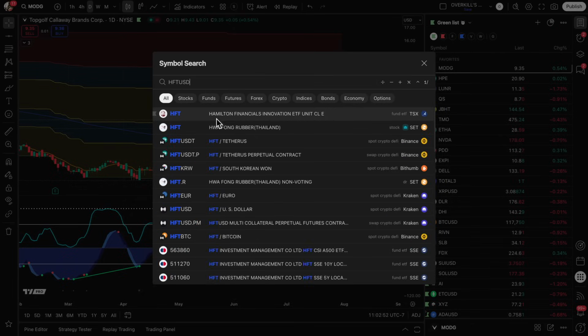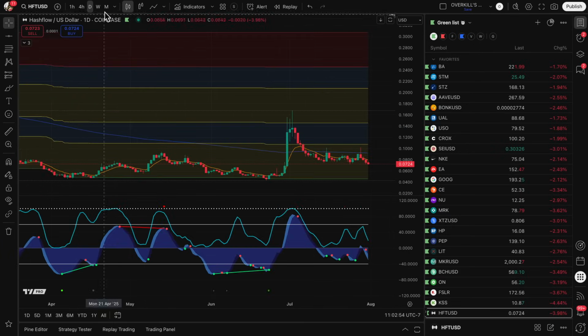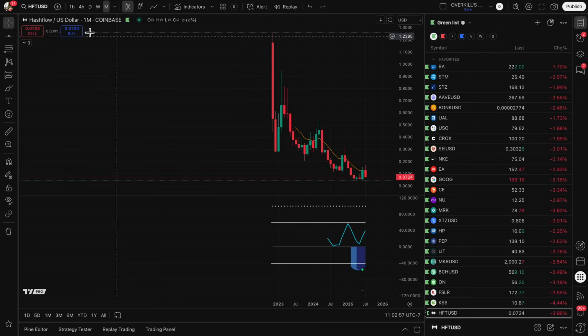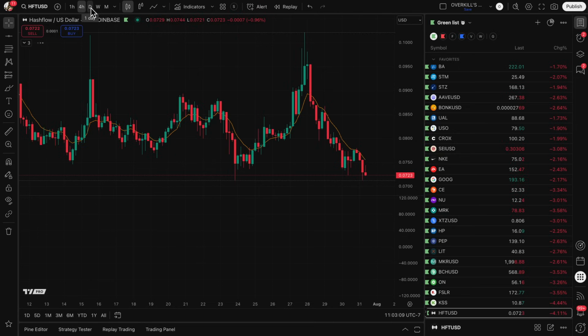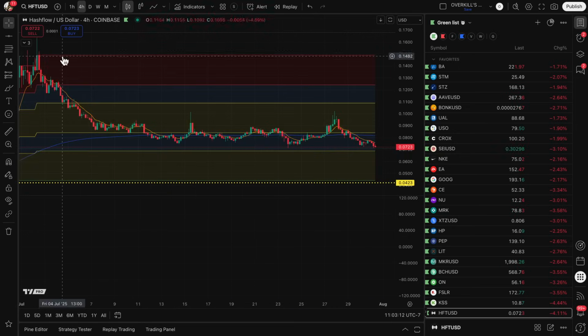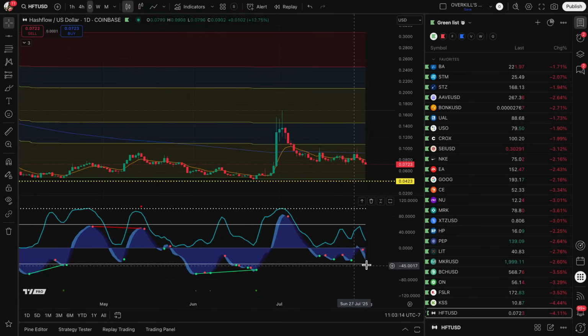We got HFT. HFT is a smaller cap altcoin, I believe. I think someone called this out. It's got a green monthly here, so that just means it needs to hold on to this level right there at 0.04. The 4 hour is back down at support, so I would just be playing the daily here.